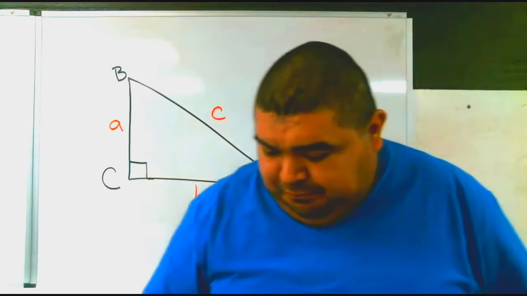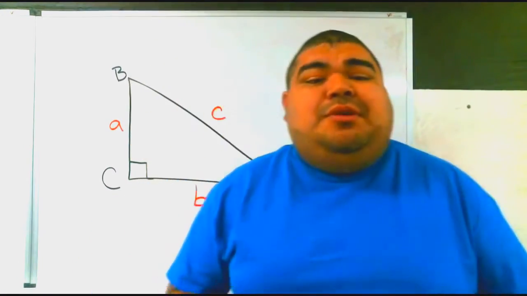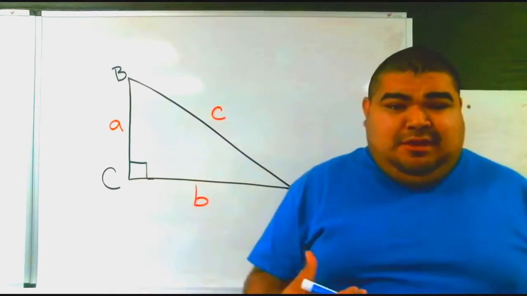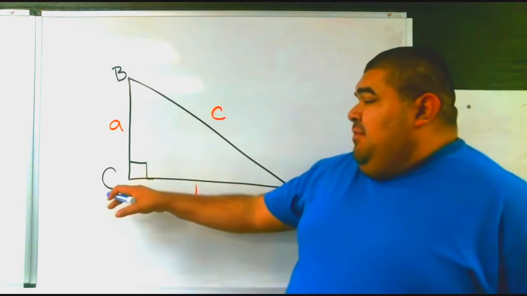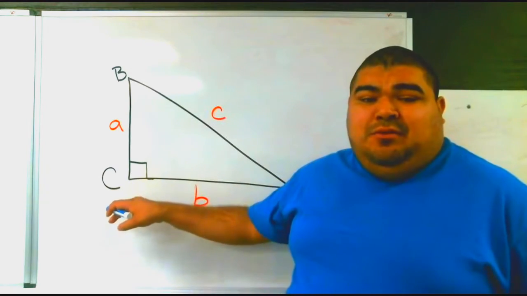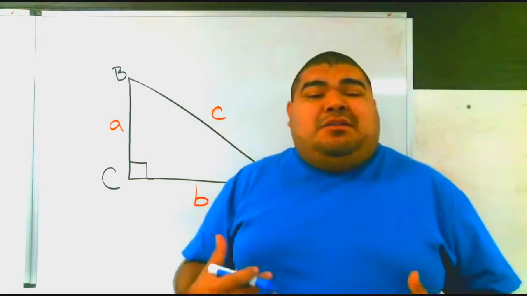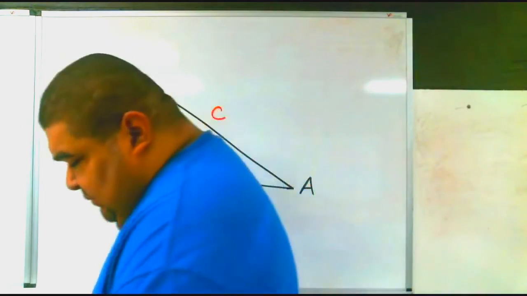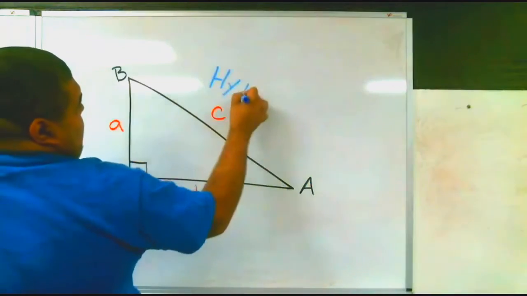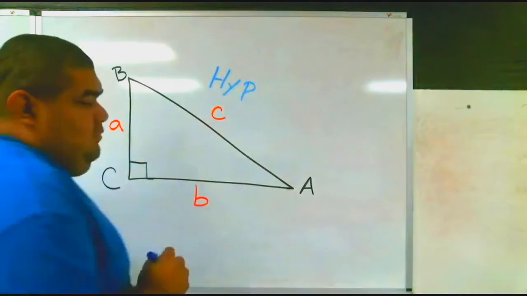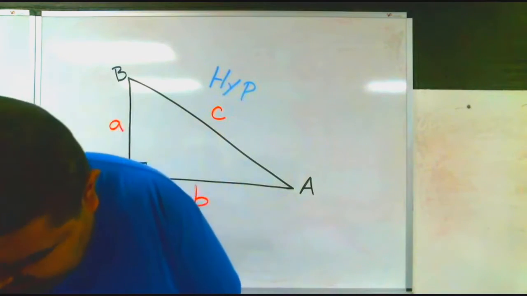Now, there's something else we have to label this triangle as. Always across from your 90-degree angle is known as your hypotenuse. So we have the hypotenuse. Let's do another color here.